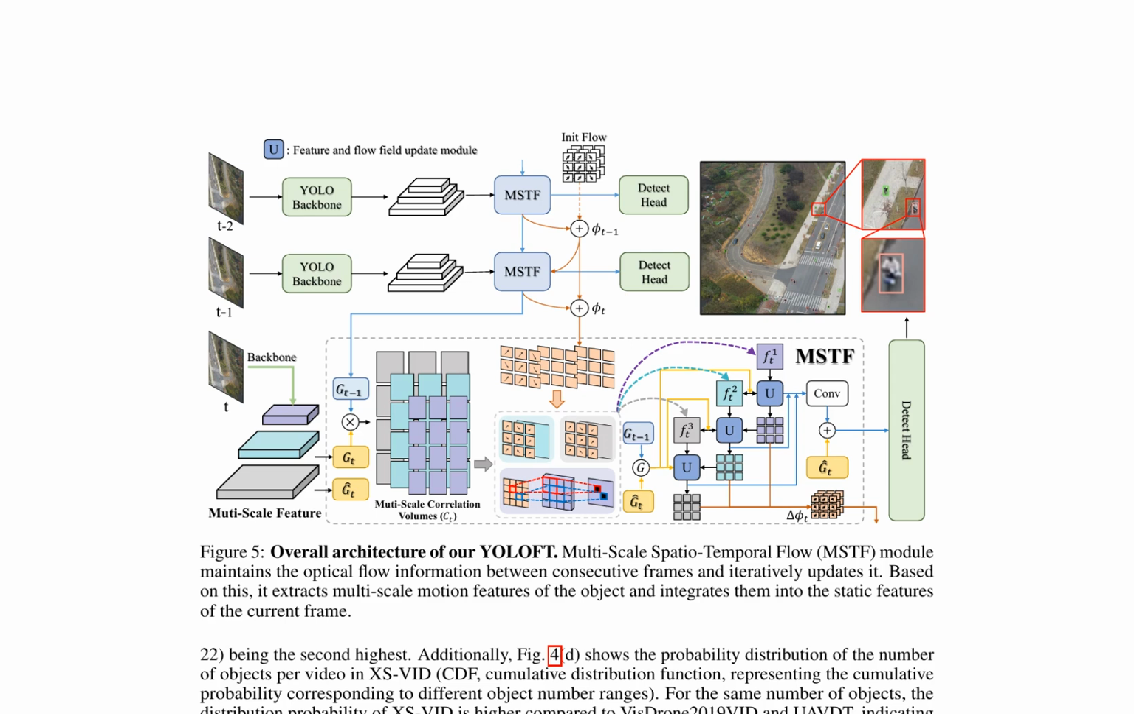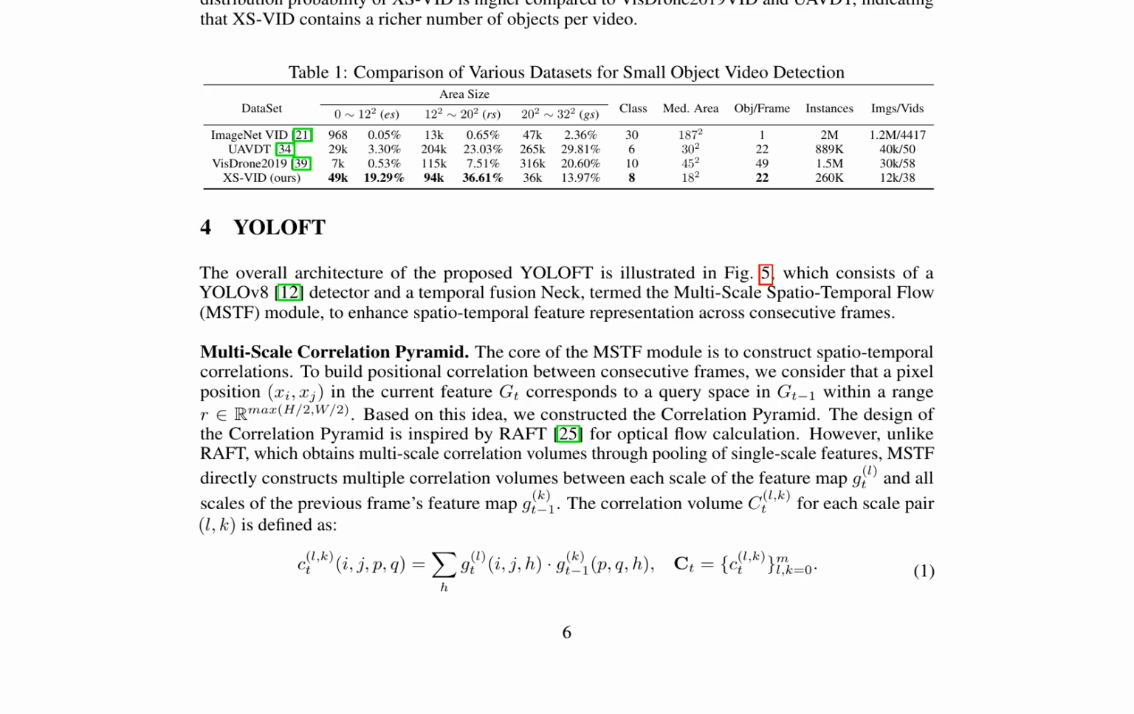The comparison highlights the differences in area size, object count per frame, and the number of instances, images, and videos for each dataset. A key component of the MSTF module is the multiscale correlation pyramid, inspired by RAFT for optical flow calculation. It constructs multiple correlation volumes between each scale of the feature map of the current frame and all scales of the previous frame's feature map. This allows for the creation of a correlation volume for each scale pair, which is defined as the dot product of the feature maps at different positions and scales.